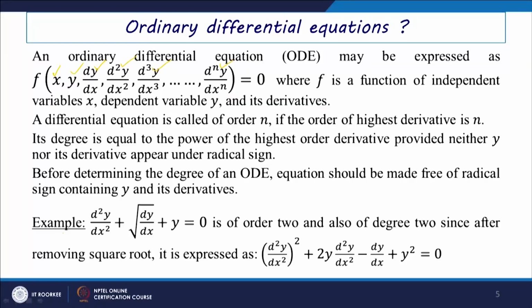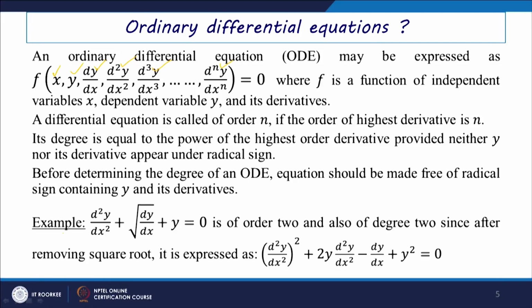To determine the degree of any ordinary differential equation, we first have to express it in a radical-free form, that is, the equation should be free of radical signs containing y and its derivatives. Once it is free from radicals, the power of the highest order term is the degree of the ordinary differential equation. That is why it is written that its degree is equal to the power of the highest order derivative, provided neither y nor its derivative appears under a radical sign.